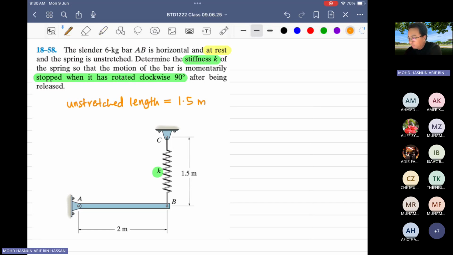What do you understand by this? The work done by the spring is equal to the work done by the weight. Sorry, the what? The work done by the spring cancels out the work done by the weight. No. Okay, let's go back to the first one. The slender bar is initially at rest. So what is T1? T1 is 0, right? Because it starts from rest.